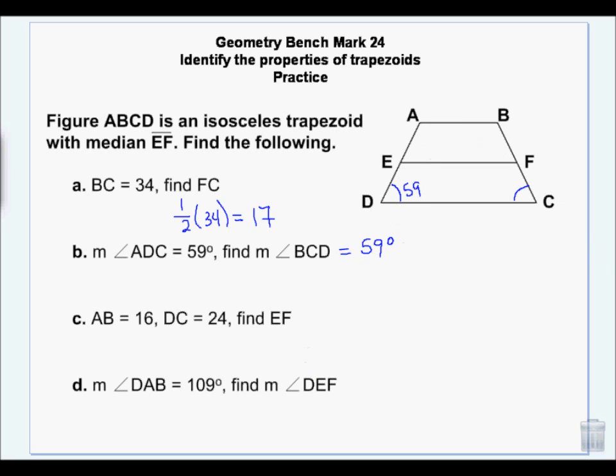Okay, here I have AB is 16 and DC is 24, and I want to find the length of the median. That's where we use that formula. So it's 1/2 of the sum of the bases. Right here, 1/2 of the sum of the bases. So it's 1/2 of 40, so that's 20.